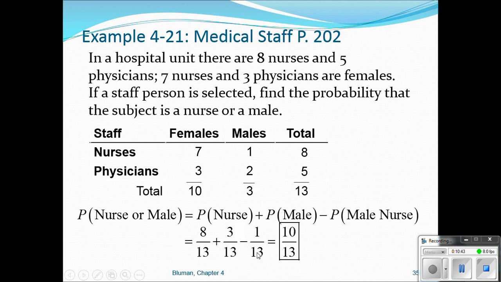And then we subtract anything that overlaps. So any nurses that are males. There is only 1 of those. So that's why we subtract the 1. So 8 plus 3 is 11, minus 1 is 10. So your probability of being a nurse or a male is 10 out of 13. And that wraps this video up.